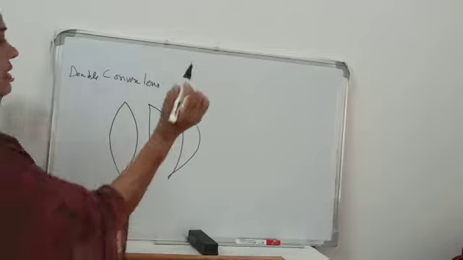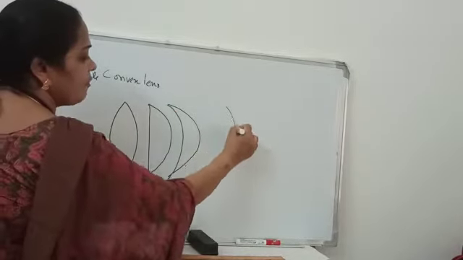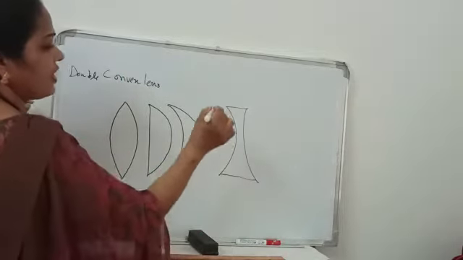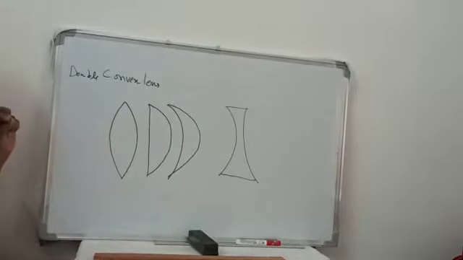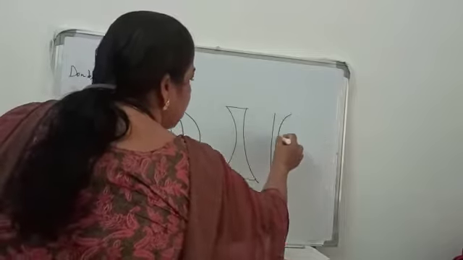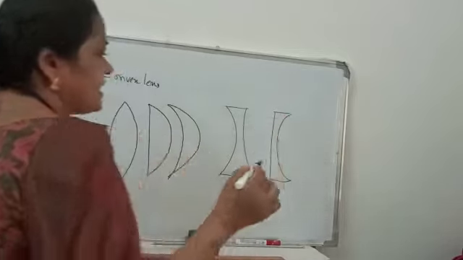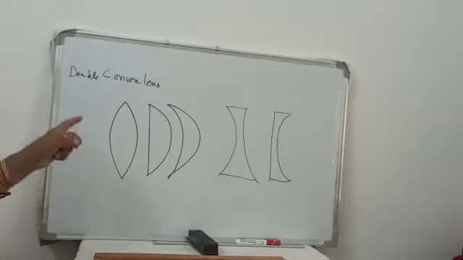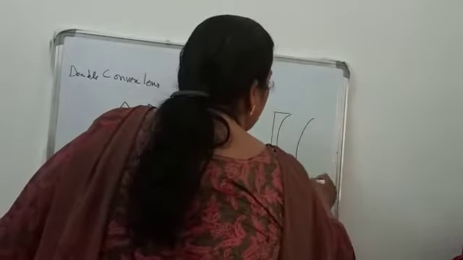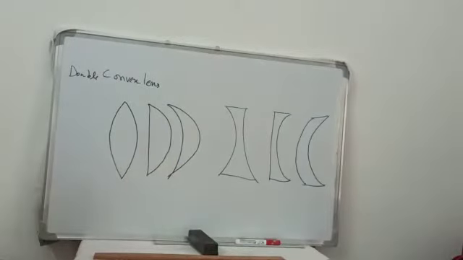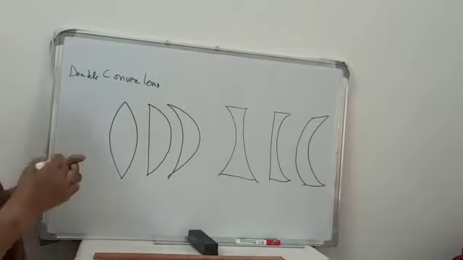Similar is the case with the concave lens. If both faces are spherical, we call it a double concave lens. If the first face is plane and the second is concave, we call it a plano-concave lens. And if the first surface is convex and the second face is concave, then we call it a convexo-concave lens. So like this we have different types of lenses.